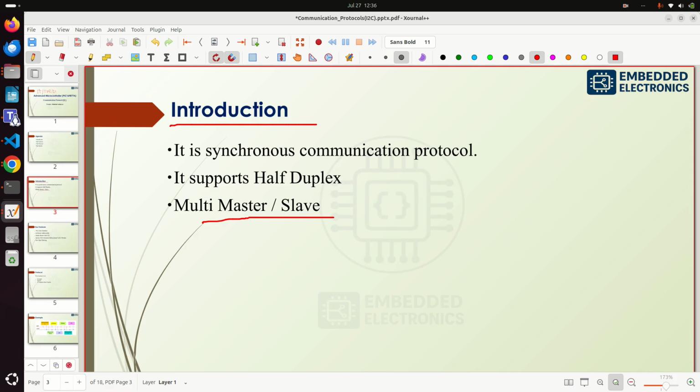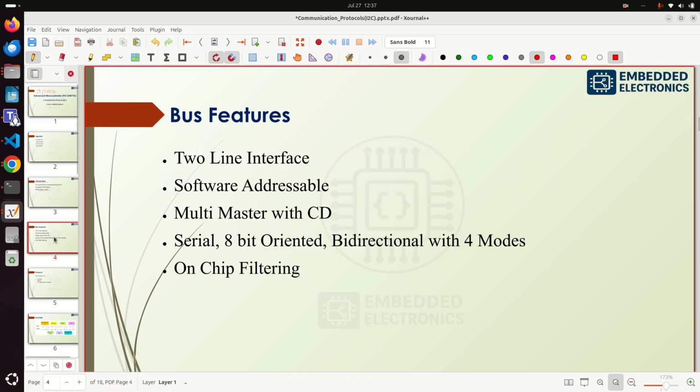Previously we discussed the single master multiple slave communication protocol, isn't it? That is the SPI protocol. SPI protocol is 20 times more powerful than this I2C protocol, but still people prefer I2C protocol. Why? Because it supports multi-master multi-slave, which is not there in the SPI protocol. So this is about the introduction, and next is the bus feature.